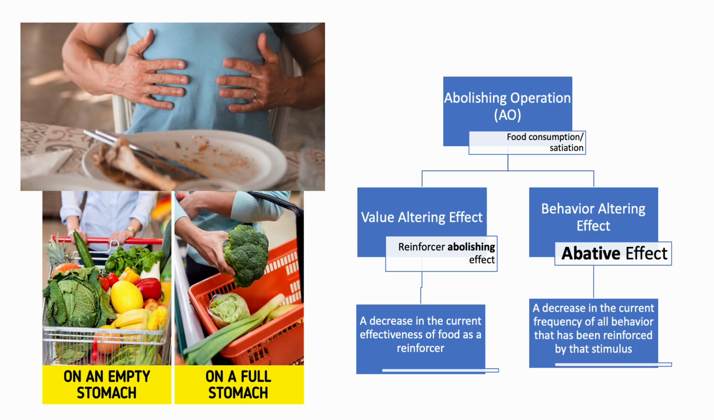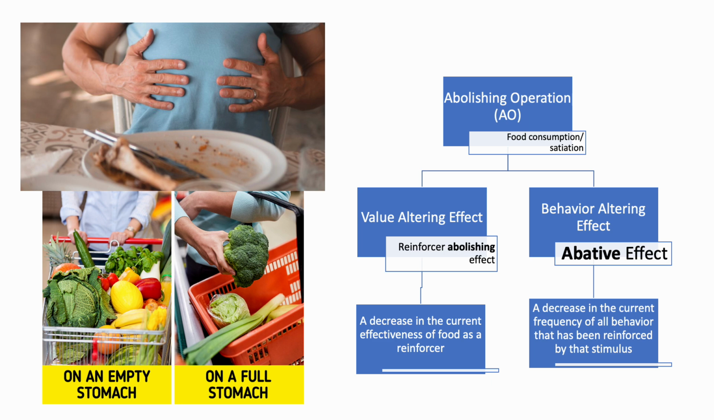Now let's begin our discussion on abolishing operations, or AOs as you'll also hear this term referred to. An abolishing operation is a motivating operation that decreases the reinforcing effectiveness of a stimulus, object, or event. So an abolishing operation is basically when the effectiveness of a reinforcer is reduced or is abolished because you have already satiated that need for that particular reinforcer.